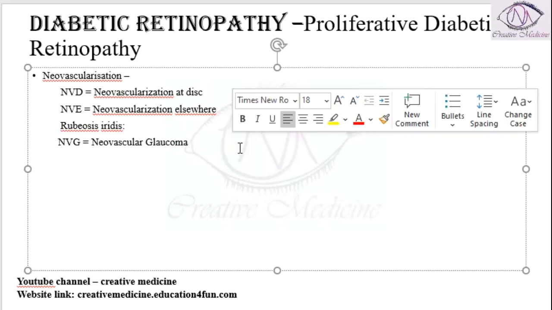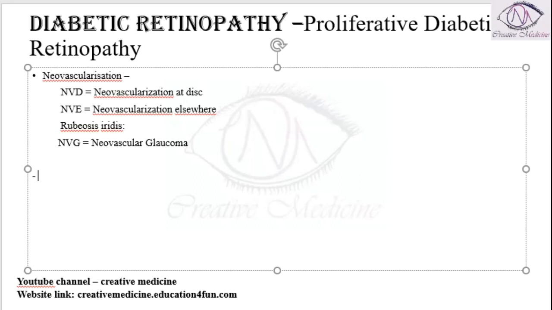Okay, so these are the four types of neovascularization. Then we also have retinal detachment, which is also seen in diabetic retinopathy. Initially it is tractional retinal detachment, which can later lead to rhegmatogenous retinal detachment.